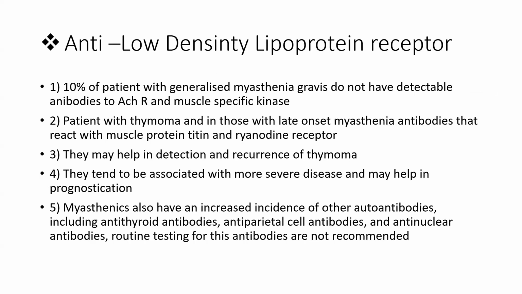Anti-low density lipoprotein receptor-related protein. 10% of patients with generalized myasthenia gravis do not have detectable antibody to acetylcholine receptor and muscle-specific kinase. In patients with thymoma and in those with late onset myasthenia, there are antibodies that react with the muscle proteins titin and ryanodine receptor. They may help in detection of recurrence of thymoma. They tend to be associated with more severe disease and may help in prognostication.